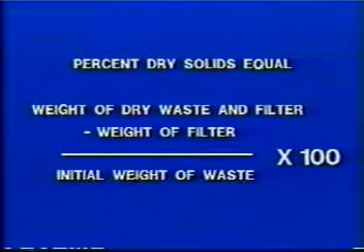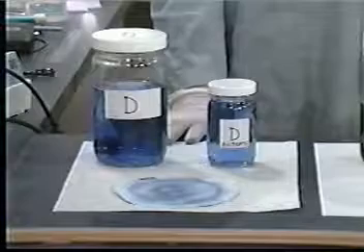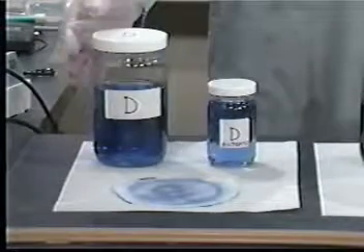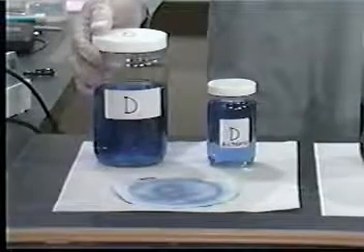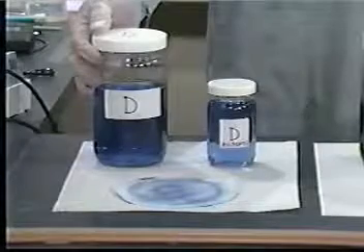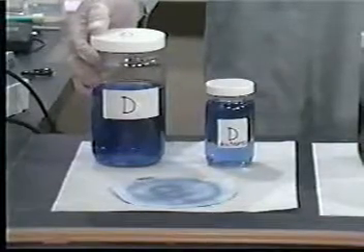If the percent dry solids is less than 0.5%, then the waste does not need to undergo extraction. The waste after filtration is defined as the TCLP extract. In our demonstration, waste D meets that criterion. No other preliminary determinations are required for that waste, so proceed to the actual extractions.